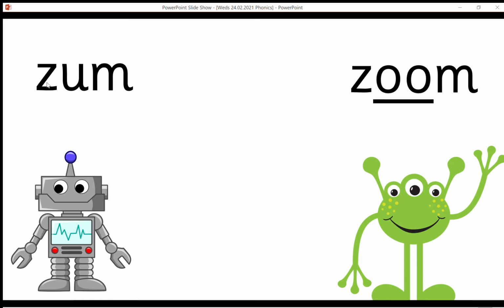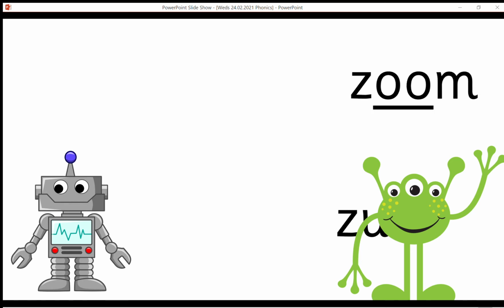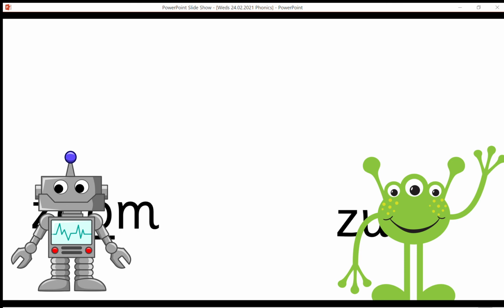Okay, blending with me. Are we ready? Off we go. Z-u-m, zum, or zoom. Zum or zoom. Which one do you think is the Rex Robot real word? Zum or zoom. Okay, let's see if you're right. So, of course, zum is an alien word, which means zoom is a Rex Robot real word.